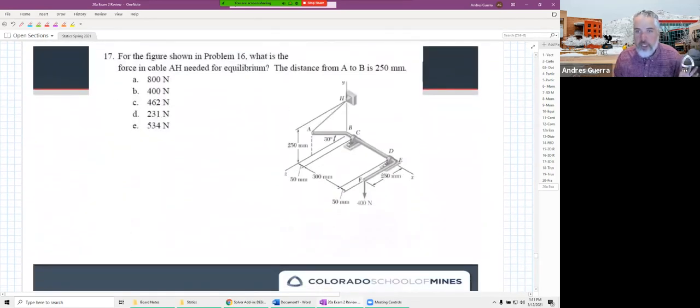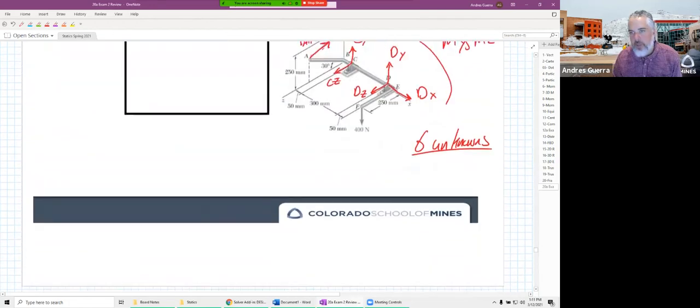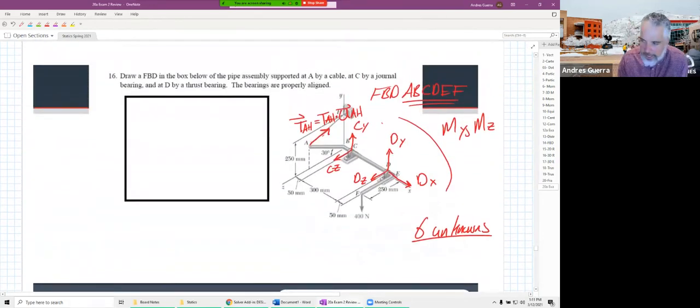Okay, now if we look at the next problem, they're asking us to find the force in A to H needed for equilibrium. So let's go back up to our FBD here. Do we have any questions about this free body diagram before we figure out how we're going to solve for this magnitude in A to H here? Any questions about that? About the moments or anything like that?